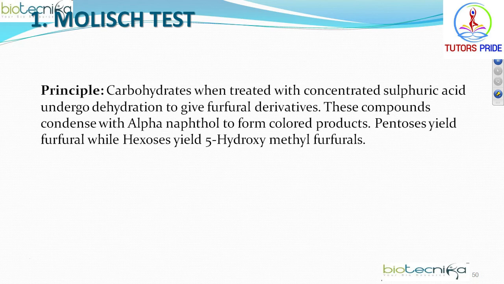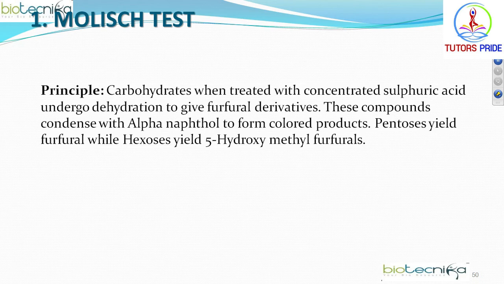Carbohydrates when treated with concentrated sulfuric acid undergo dehydration. When we treat with sulfuric acid, a dehydration process is going on. Dehydration means water molecules will be lost. When water molecules are lost from the carbohydrate, they form furfural derivatives. These compounds condense with alpha naphthol to form colored products. Pentoses generally yield furfural while hexoses yield 5-hydroxymethyl furfural. What is the main thing? What is the Molisch reagent?